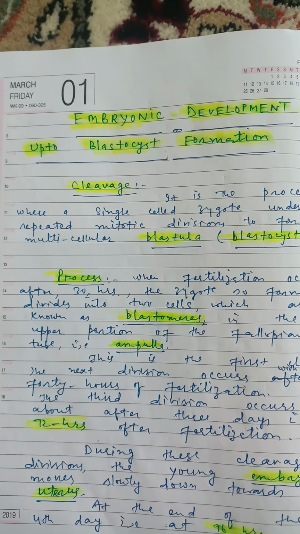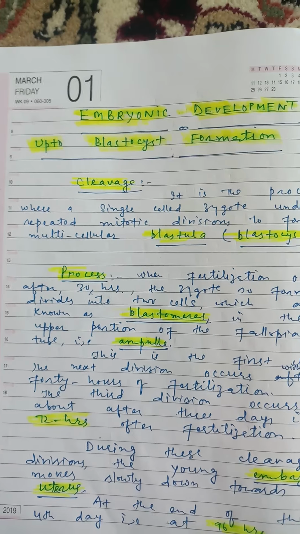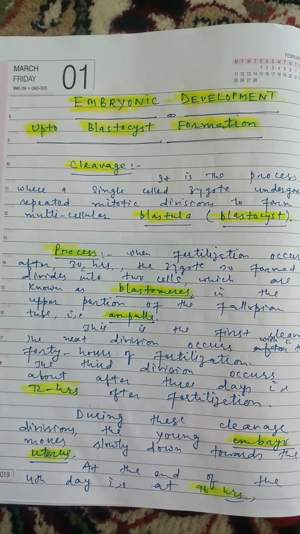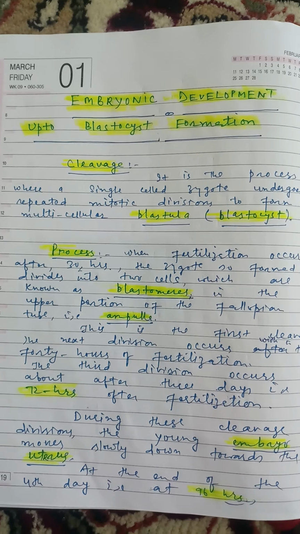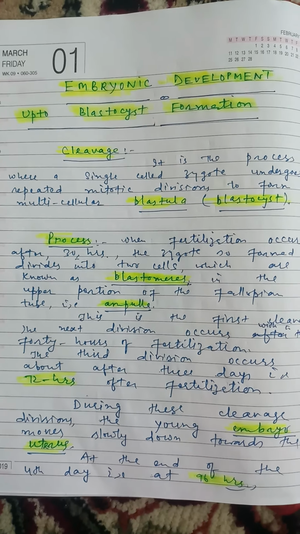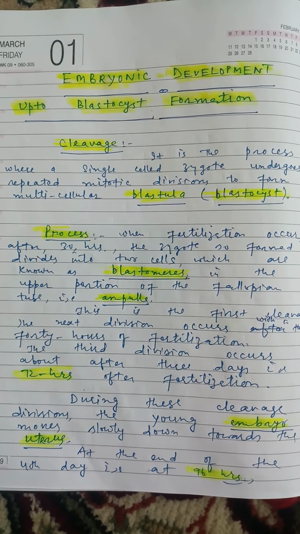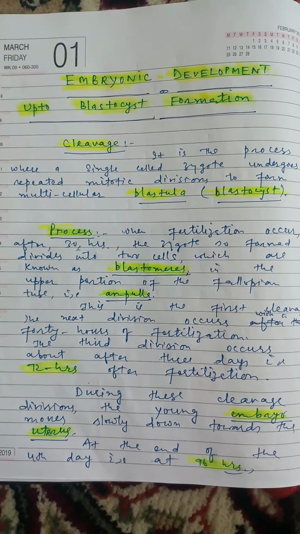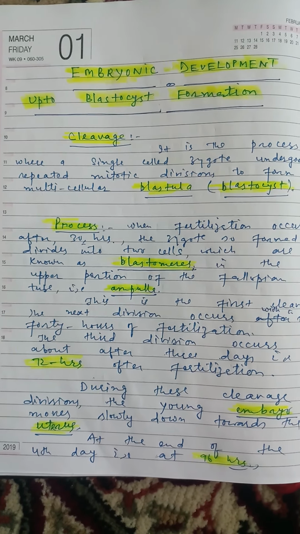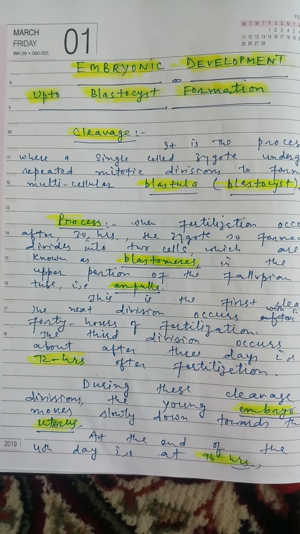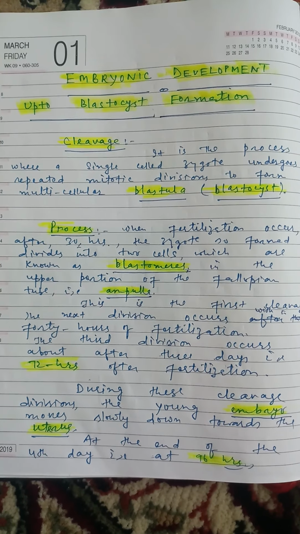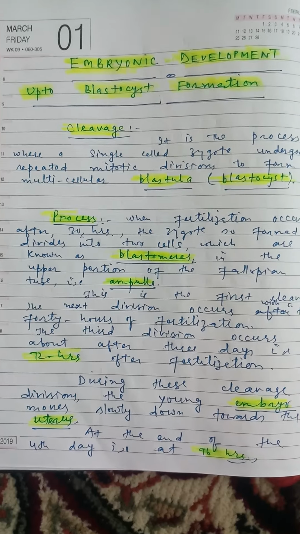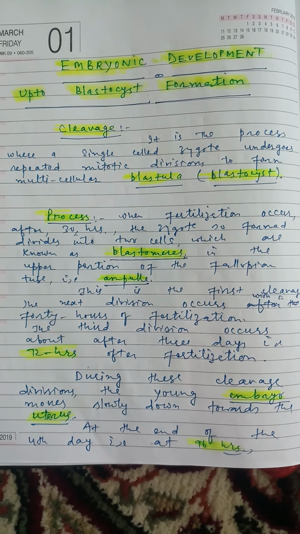Embryonic development, by name, indicates the development of the embryo. Firstly, when there occurs the fusion of the haploid male gamete, that is sperm, and the haploid female gamete, that is egg, inside the fallopian tube of the mother, a diploid zygote is formed. This diploid zygote undergoes successive mitotic divisions, not meiotic but mitotic, because it now has to maintain the number of chromosomes in diploid nature, that is in 2n number.